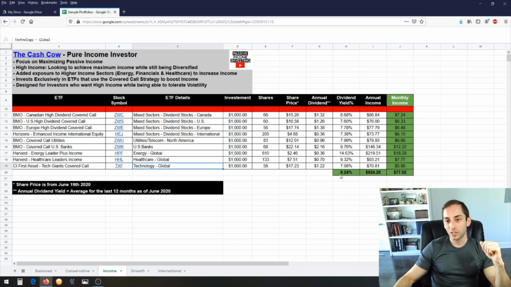So your average dividend yield is 9.24%, pretty high. So you're making about $77 a month with a $10,000 investment with this profile.